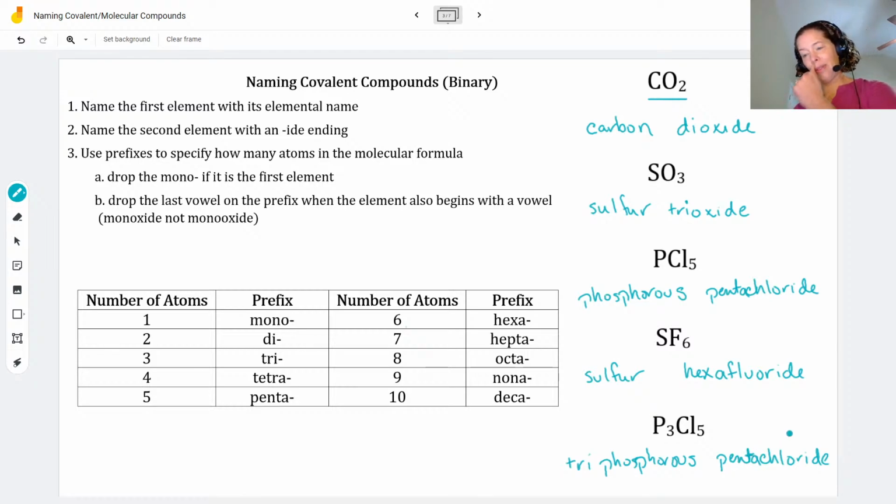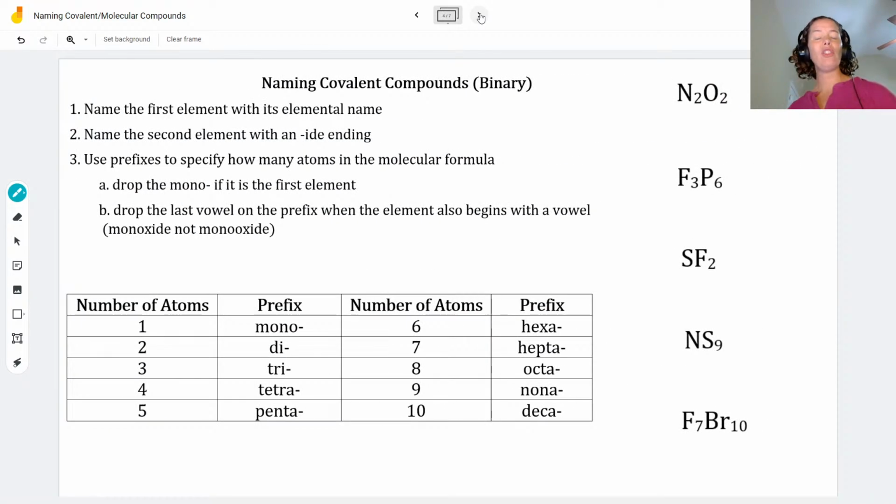Now, the nice thing about the triphosphorus pentachloride and also the hexafluoride is we don't have to worry about vowels. So you can see how, again, we're not doing any math like we did with the ionic compounds. You're literally specifying how many atoms of each element you have. Okay, let's do a couple more examples of these, and then we'll switch and we'll do this backwards. Again, I'm leaving my rules for my naming and also my table with my prefixes in it.